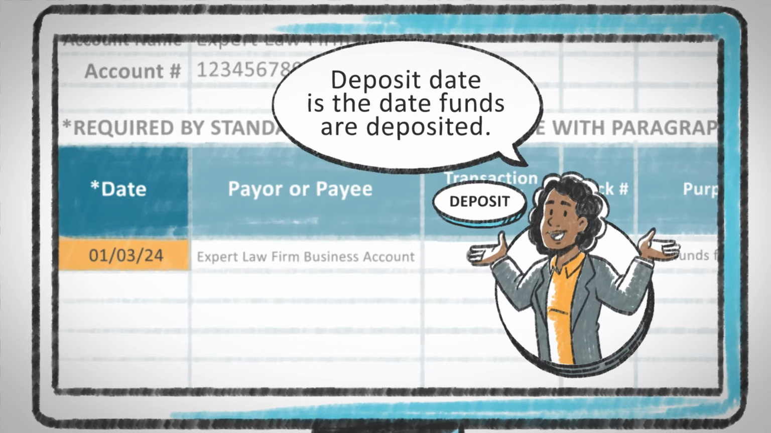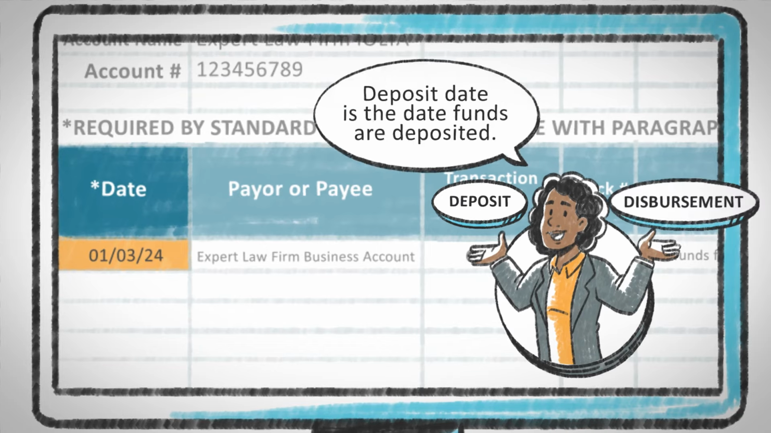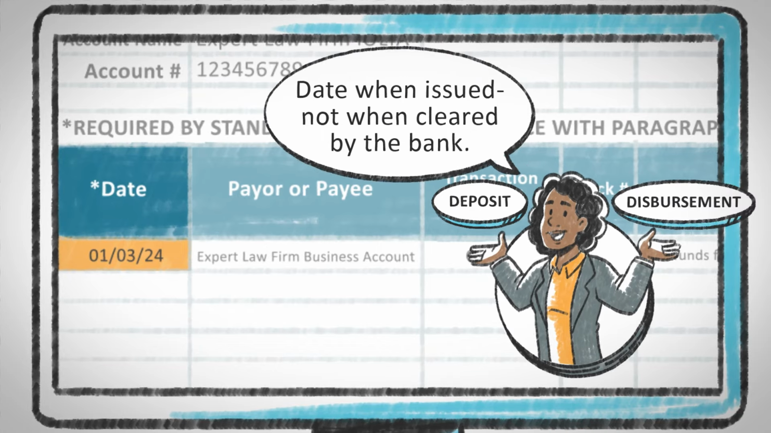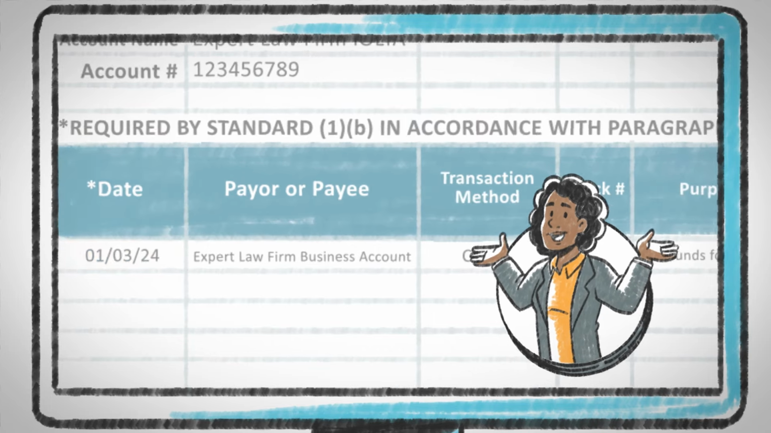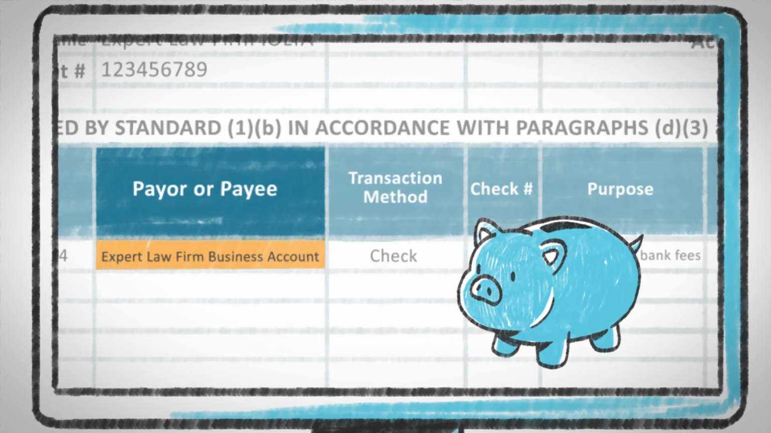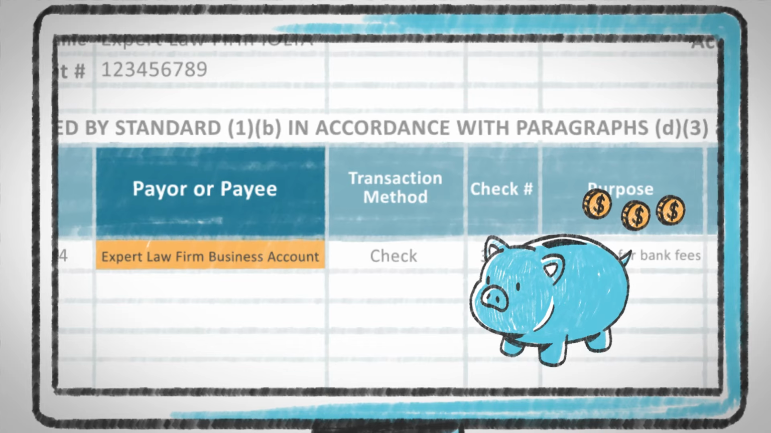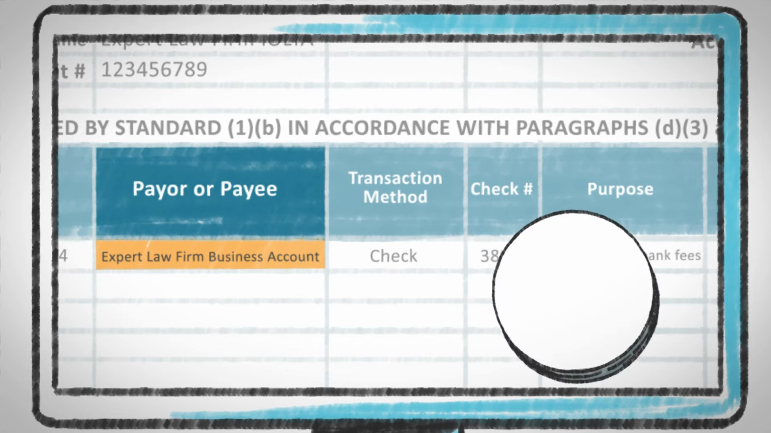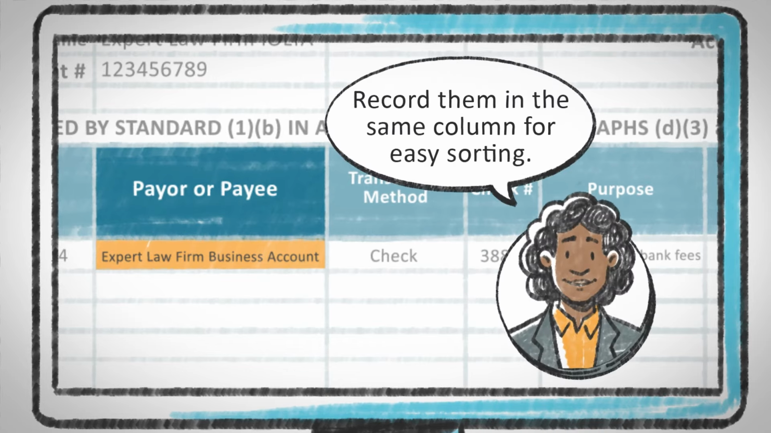If the transaction is a deposit, record the date the funds were deposited. If it's a disbursement, record the date the payment was issued. Who sent or received the payment? The payer or payee column records the person or business from which you received the funds, also known as the payer, or to which you are dispersing the funds, also known as the payee. By recording the payer and payee in the same column, you can quickly sort all transactions related to one payer or payee.